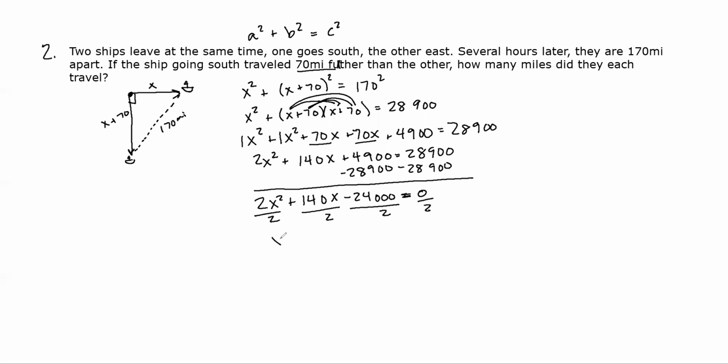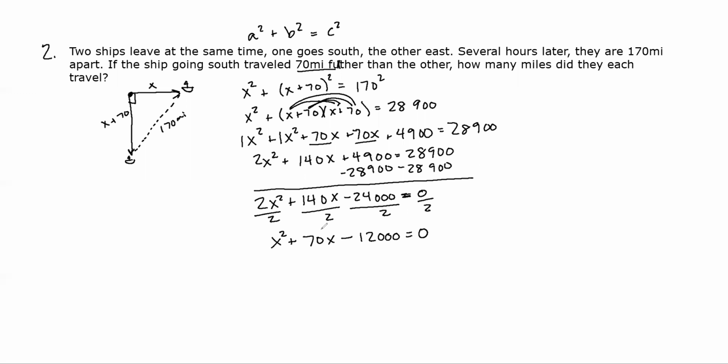We have an x squared now, plus half of 140 is 70x. Half of 24,000 is 12,000 equals 0. So now we have our quadratic equation here.